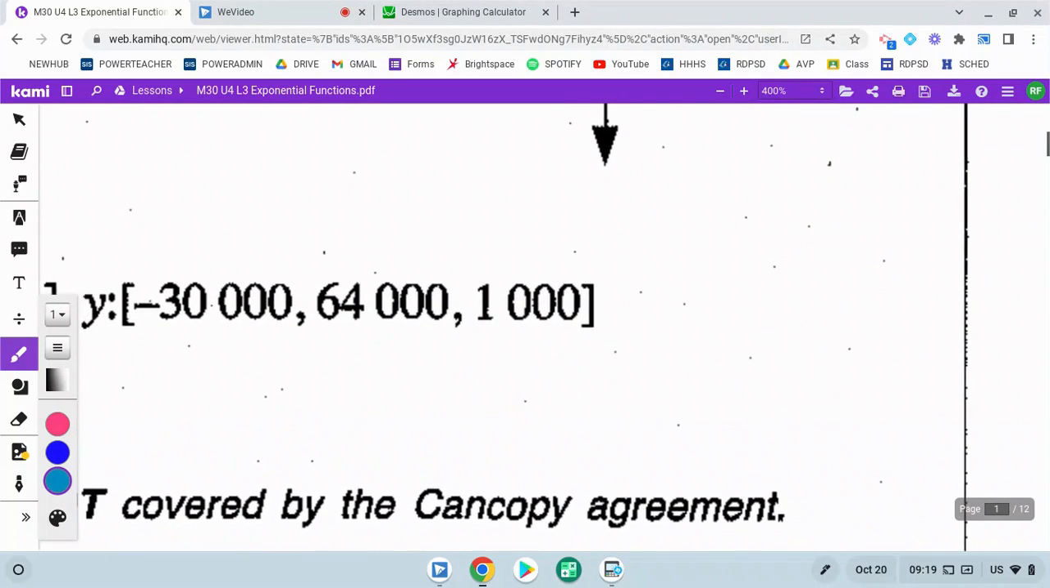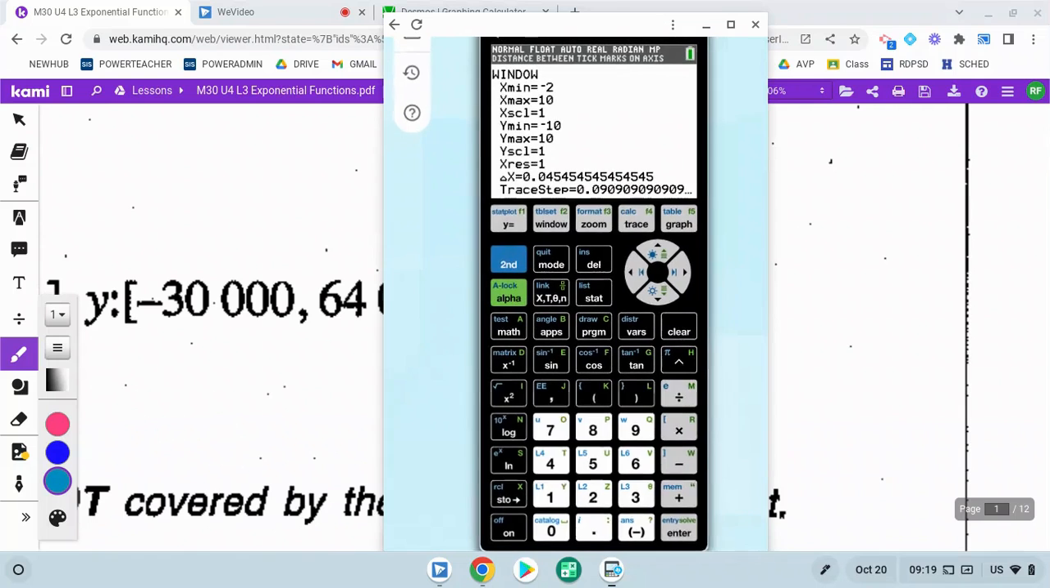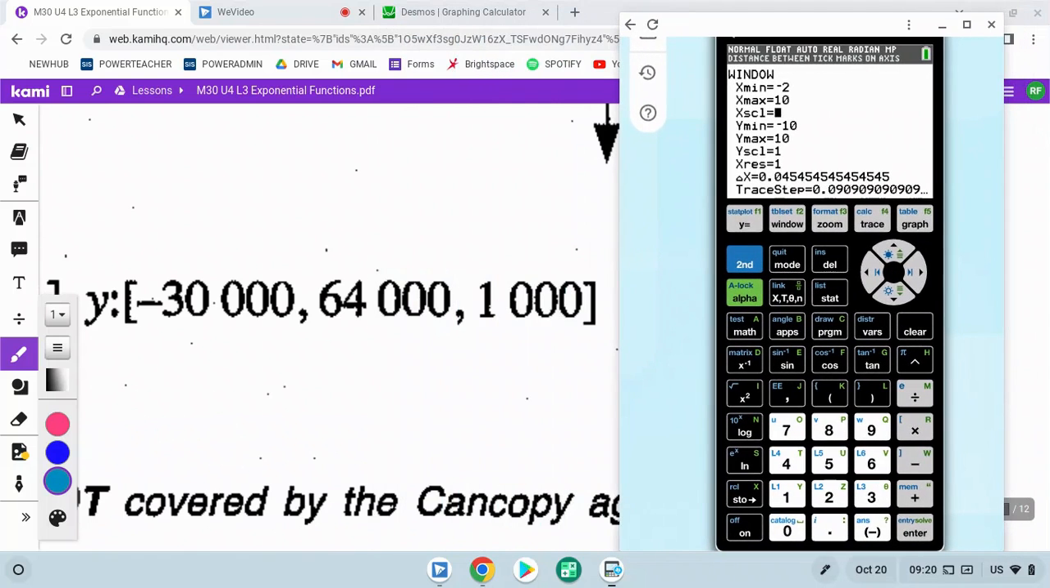Then they tell me the y window, which are my next 3 numbers. I need a y minimum of -30,000, a y maximum of 64,000, and then a scale of 1,000. So whenever they're telling us the window, they're always telling us those 6 numbers, 3 for x and 3 for y. And now that we have those plugged in, we can just hit our graph button, and then we can see the graph and the scale really nicely because they helped us out with that feature.